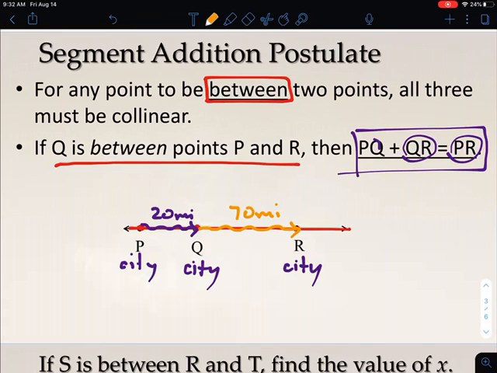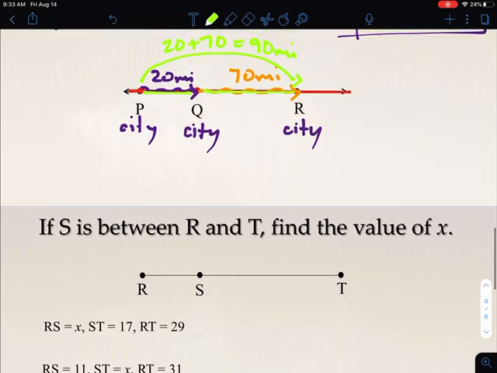Well, if we wanted to know how far we actually traveled from city P directly to city R, all we'd have to do is add the two pieces of our journey together. So 20 plus 70 gives us 90 total miles. That's all this segment addition postulate is saying. Take one piece of your line plus the other piece of your line, and you end up with the entire distance from one point to the other. So what that looks like in practice.